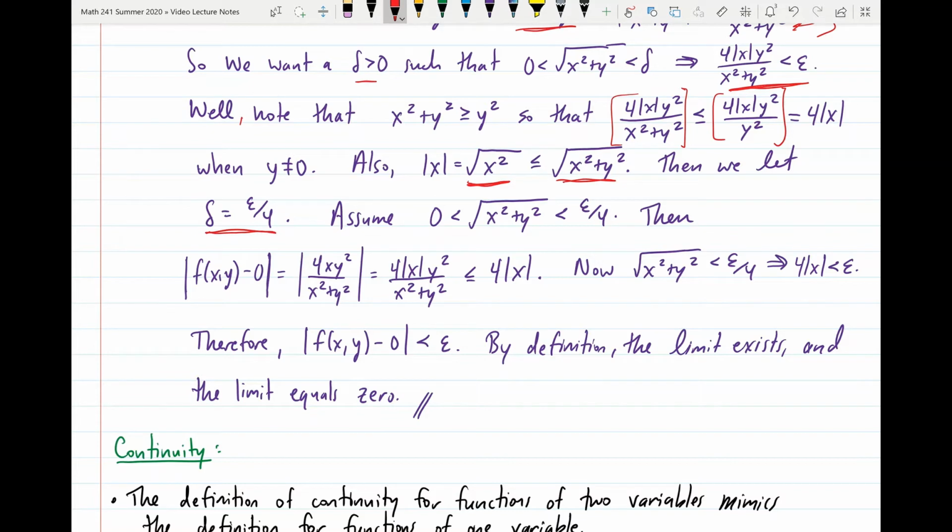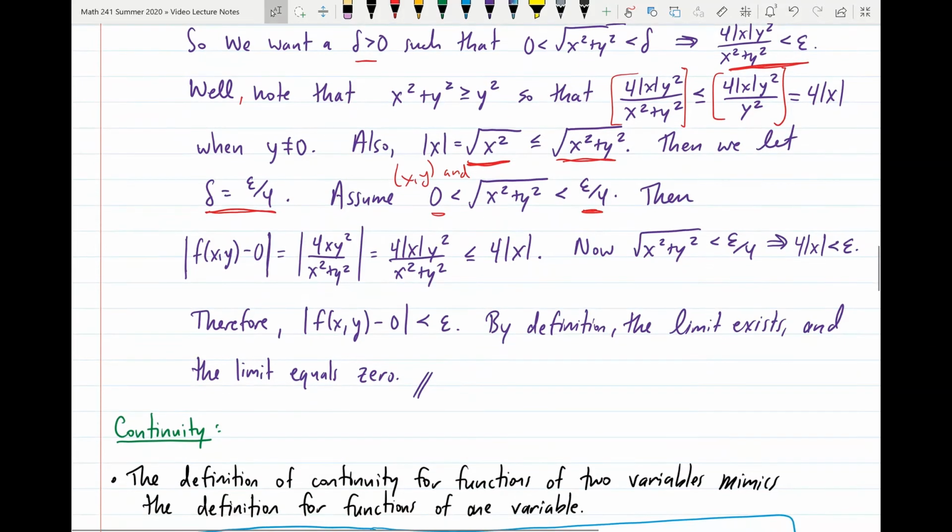So, assume that we have some point (x, y), and (x, y) is such that the square root of x squared plus y squared is between 0 and epsilon over 4. So here we've let delta equal epsilon over 4, and we need to show that the absolute value of f of (x, y) minus 0 is less than epsilon. That's our ultimate goal here.